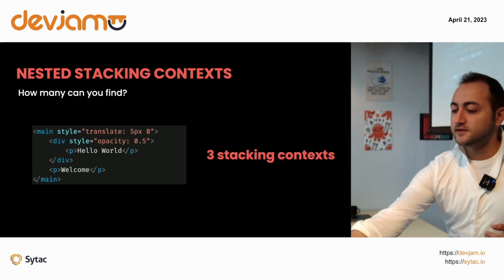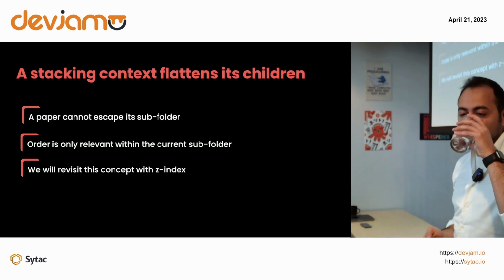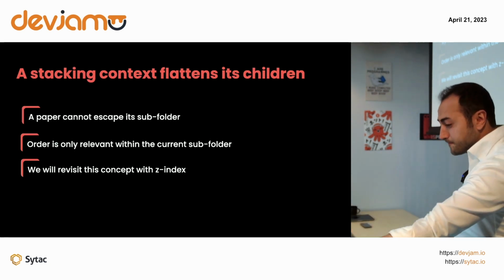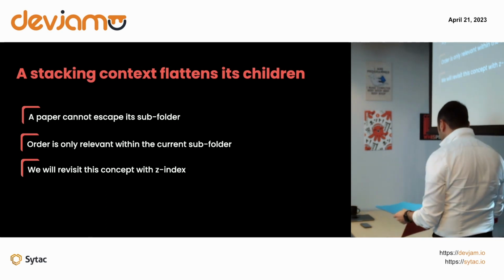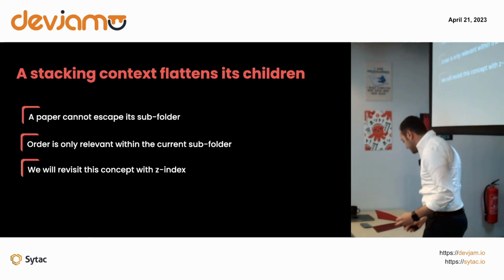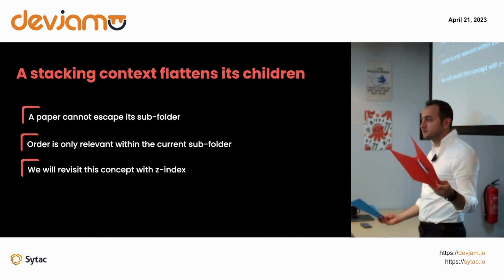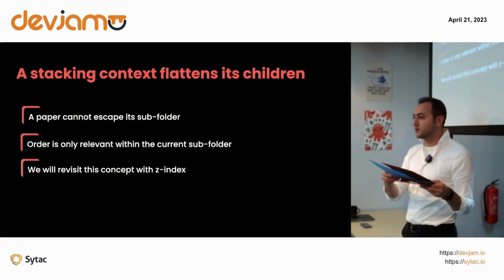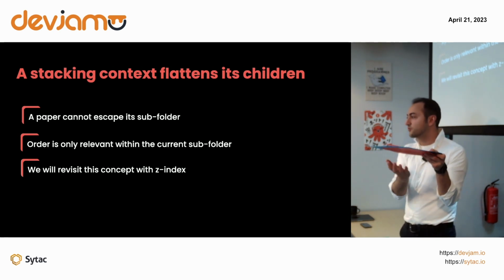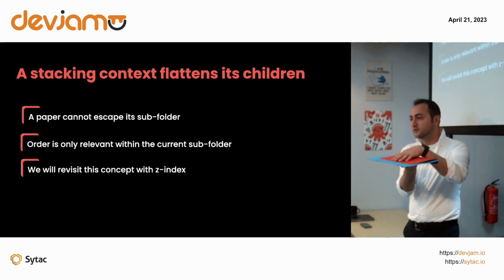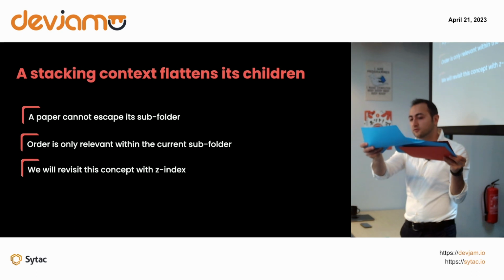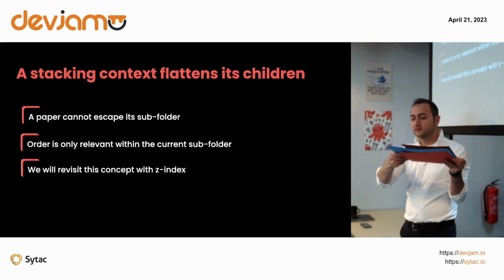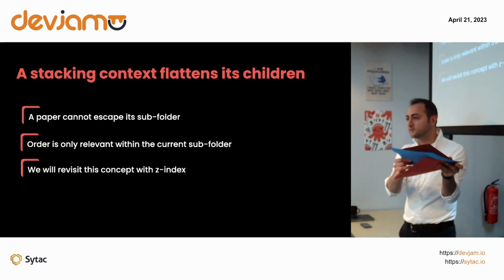Now, stacking contexts flatten their children, and that's very, very essential. It's really very important. It means that if I have a stacking context and it has elements, normal elements, these elements are trapped here forever. They can be reshuffled, they can be reordered, like this can go below this one or the other way, but you cannot do this. So they always have to be inside.